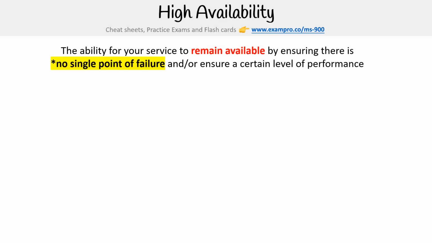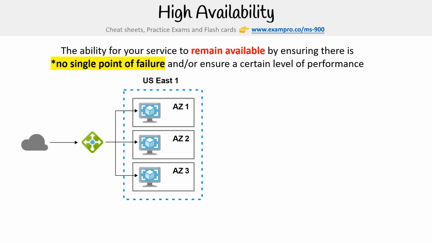We are looking at the concept of high availability. High availability is the ability for your service to remain available by ensuring there is no single point of failure and/or to ensure a certain level of performance. Here I have a technical architectural diagram that is describing high availability. The idea is that if you have a server which runs your web application, and you run redundant versions of your server, if anything happened to a single server, traffic would always be routed to those other servers, and that would allow your service to remain available.